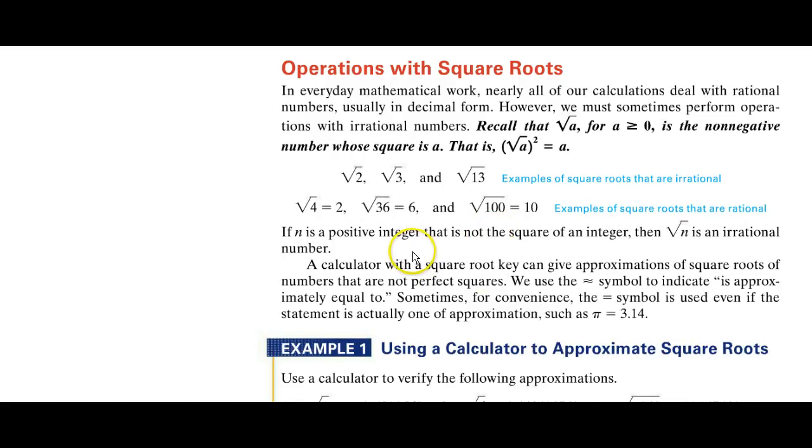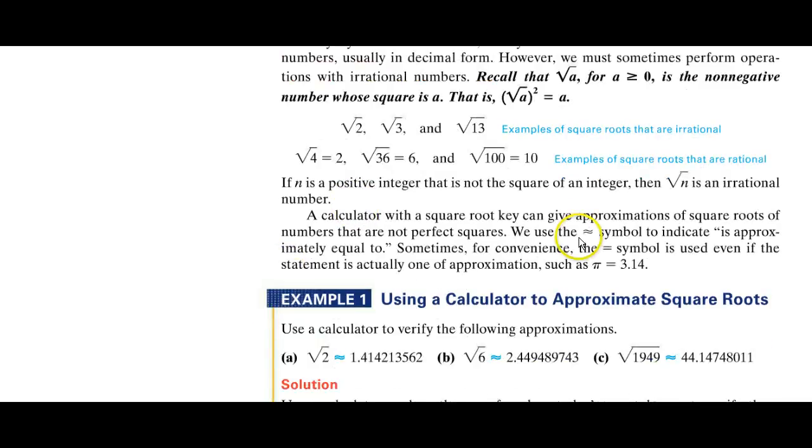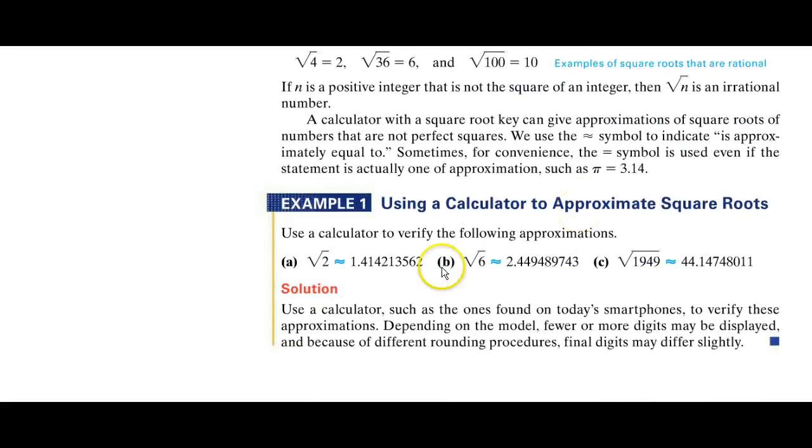Now, when we put this into our calculators, and if it is irrational, it'll give you a string of decimal places. And often we're asked to round to the nearest thousandths or 4 digits or whatever they ask us to do. So let's look at an example here where using your calculator you're asked to do these.